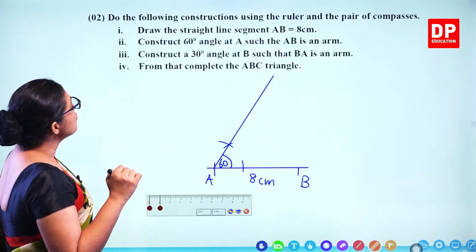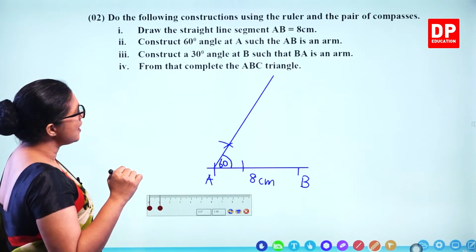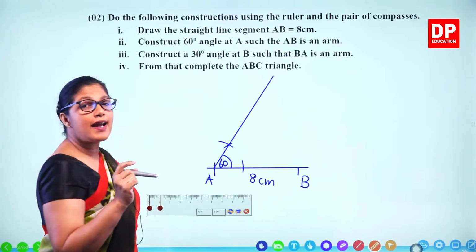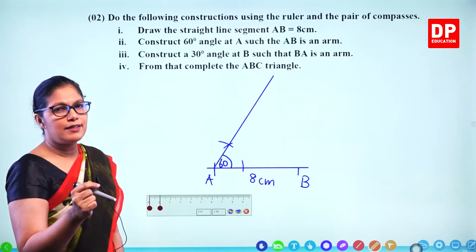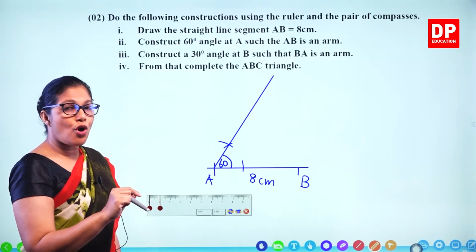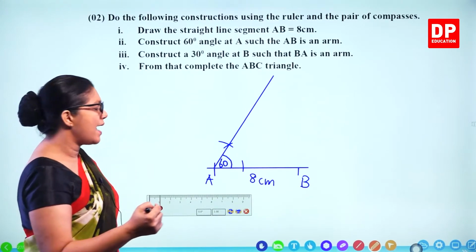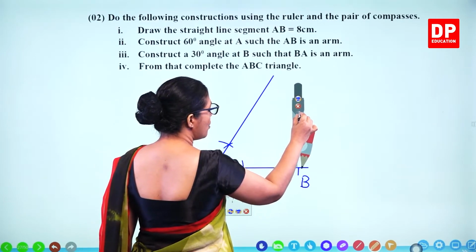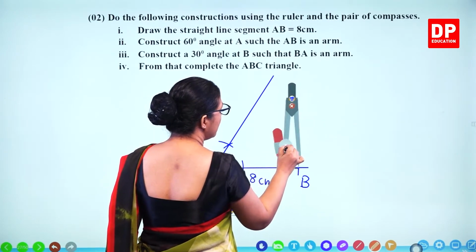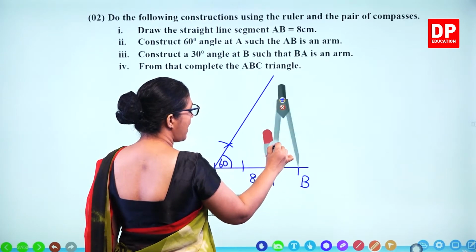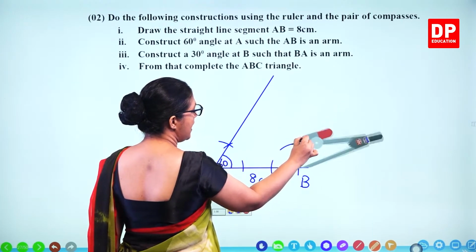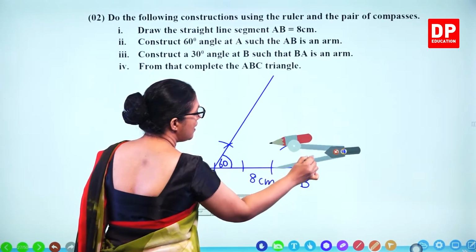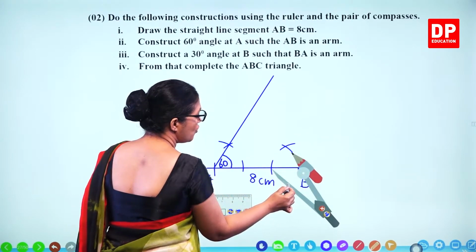What's the second one? Construct 30-degree angle at B such that BA is an arm. So, you have to draw 30-degree angle. How you construct 30-degree angle? You can't take the protractor. So, draw 60-degree angle and bisect the angle. So, we'll do that now. Again, you have to take any length and first draw 60-degree angle to this side BA. Draw this and keep this compass here and draw the other intersecting point. So, this is 60 now.